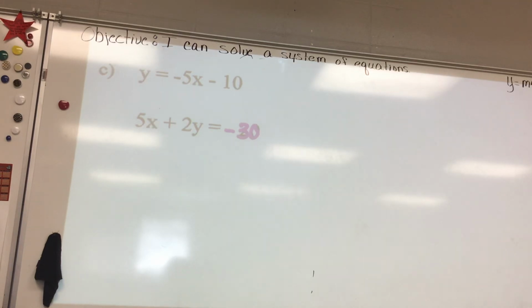It's the top equation. Remember, we're trying to find out what the solution to the system of equations is. Is the top equation written in y equals slope-intercept form? Yay! Is the bottom equation written in slope-intercept form? No. It's not written in slope-intercept form.